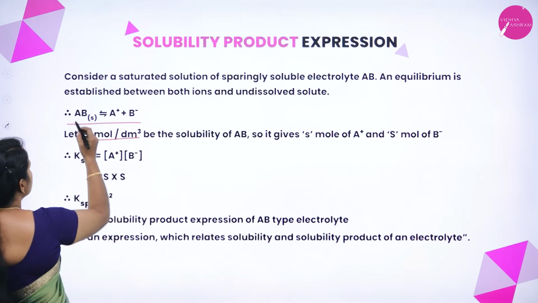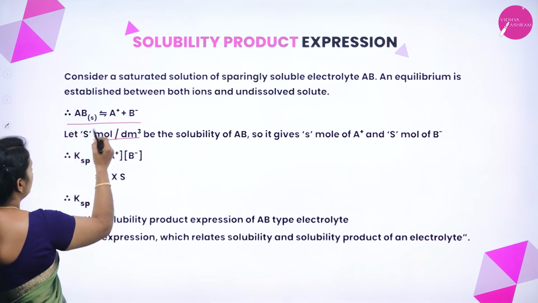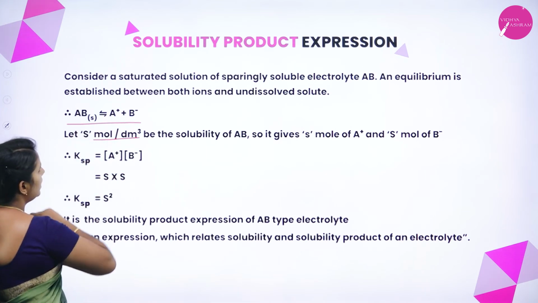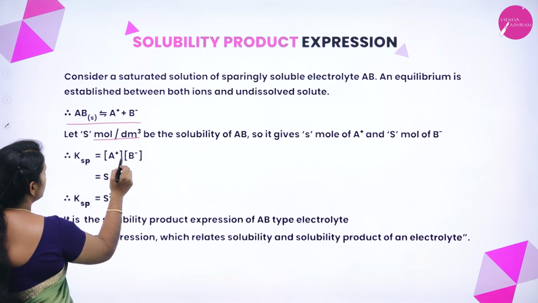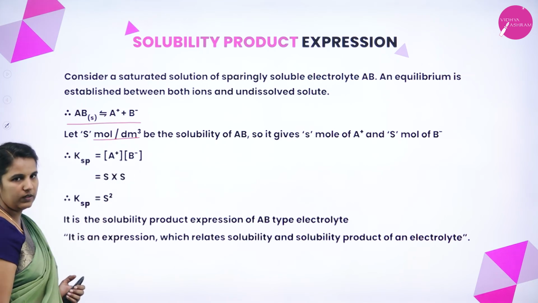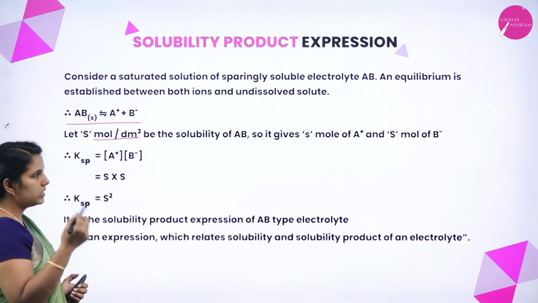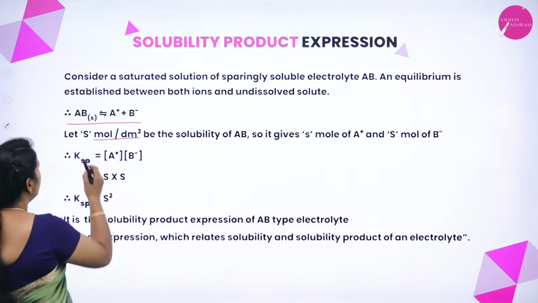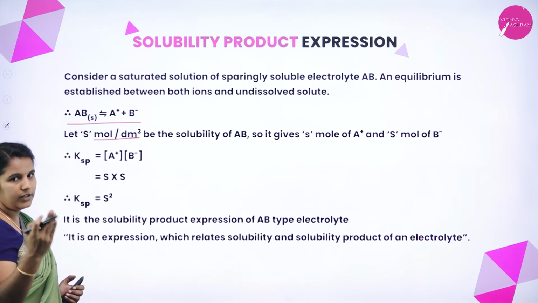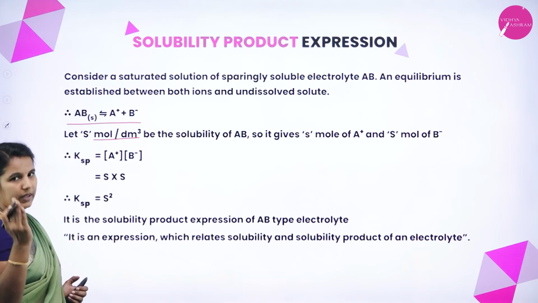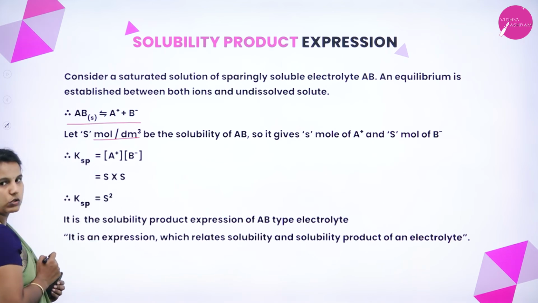So what will happen to the Ksp value for the above equation? Ksp is equal to the molar concentration of the products. So here we have two products, that is the molar concentration of A plus into the molar concentration of B minus, and I said the solubility of AB is expressed in terms of S, so S is the solubility of AB which is dissociated to give what? A plus and B minus. So I'll take S into S, which is nothing but S square.